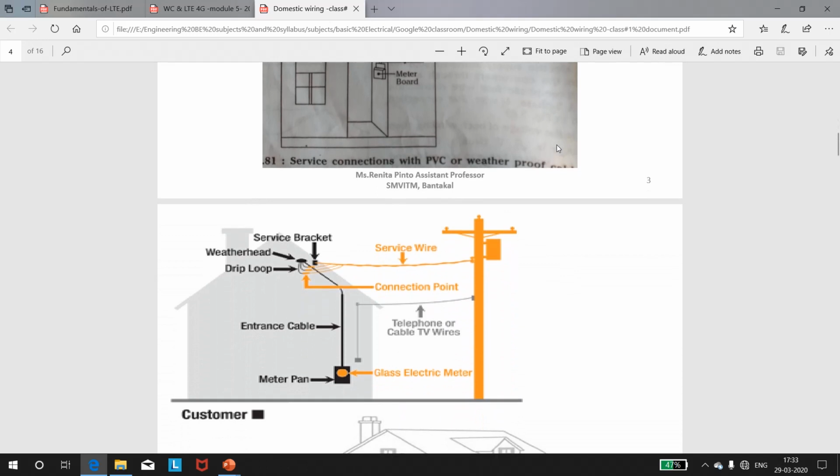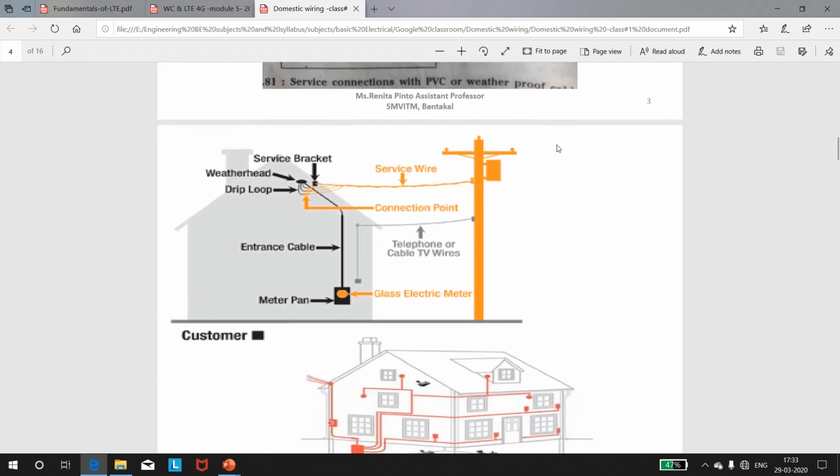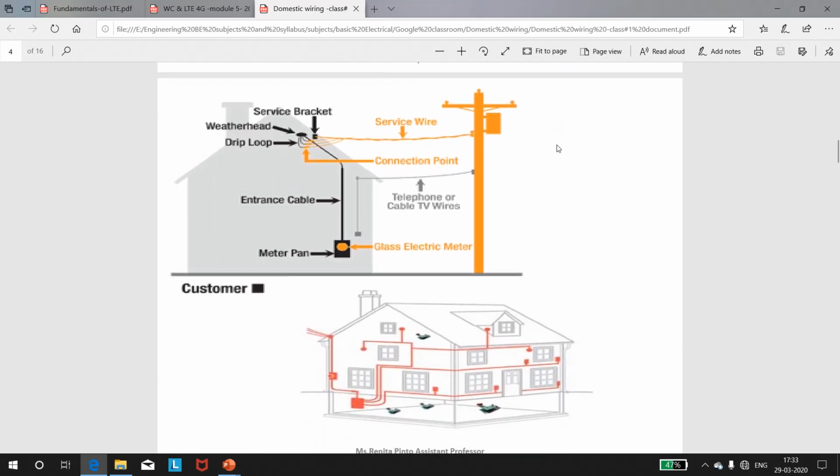So here you can see our diagram. You can see how the service wire is brought from the distribution pole to your house, and from your house it goes to the different appliances which are present in your house. So you can see here in the second diagram also how the connection is going to the different parts of your house.